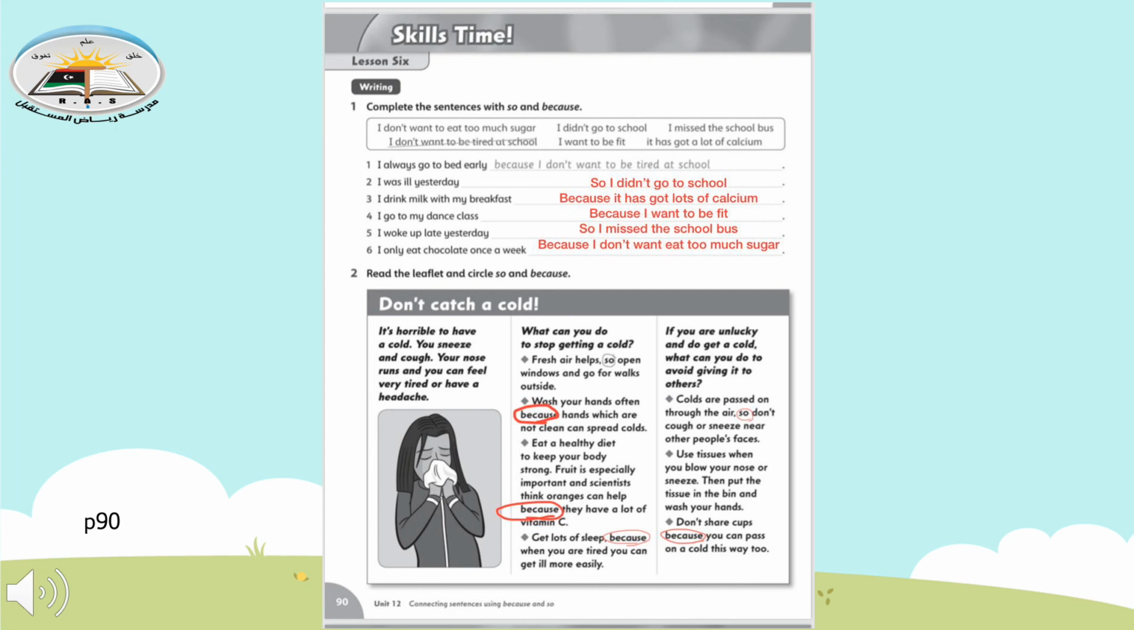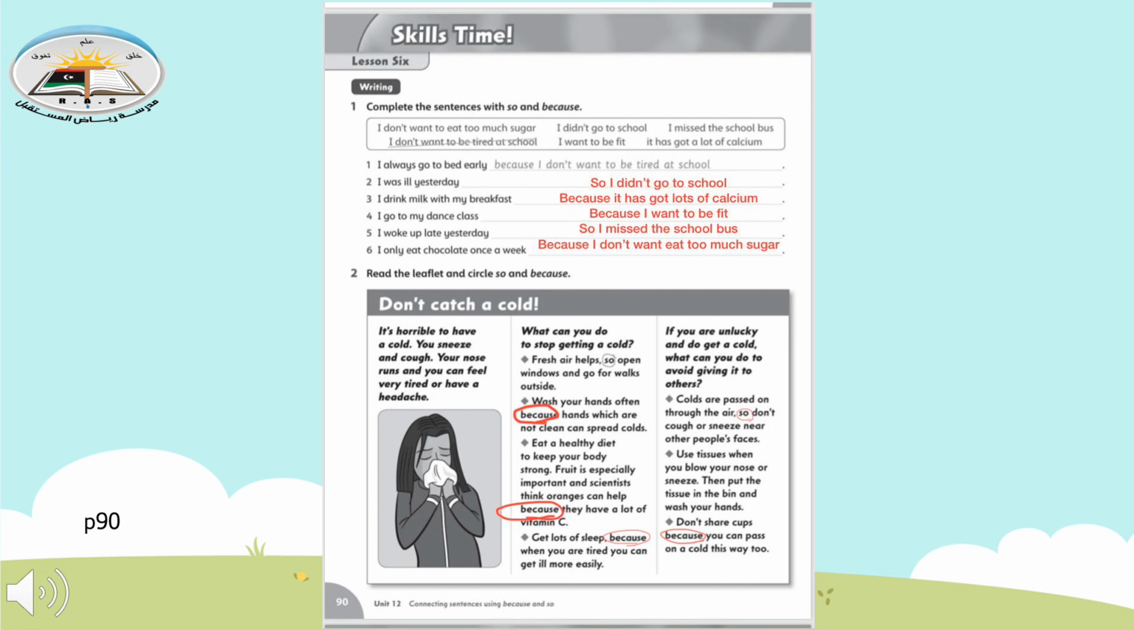So we have number 1. Complete the sentence with so and because. We have in the box: I don't want to eat too much sugar. I didn't go to school. I missed the school bus. I don't want to be tired at school. I want to be fit. It has got a lot of calcium.